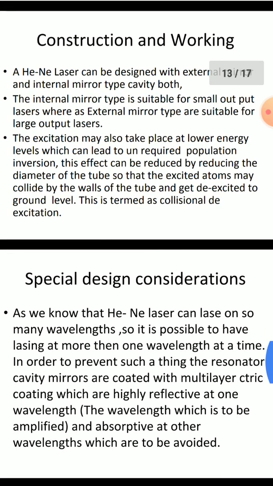There are special design considerations for a helium neon laser. As we know, a helium neon laser can lase on many wavelengths, so it is possible to have lasing at more than one wavelength at a time. In order to prevent this, the resonator cavity mirrors are coated with multi-layer dielectric coating, which is highly reflective at the one wavelength that is to be amplified, and absorptive at other wavelengths which are not to be amplified or which are to be avoided.